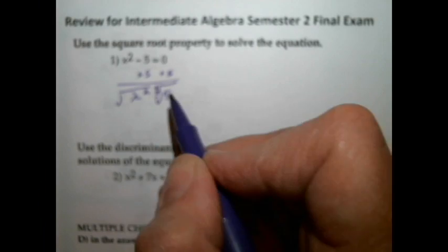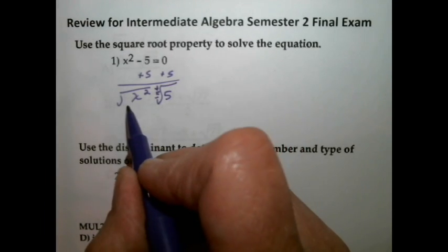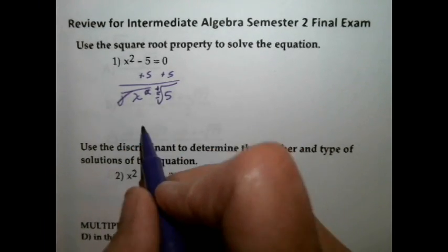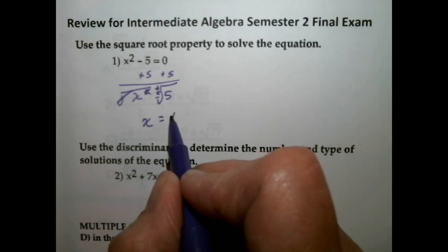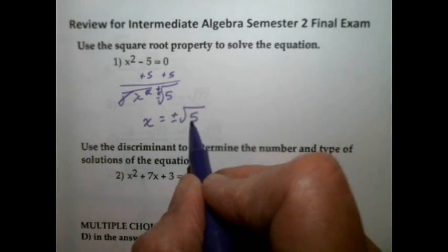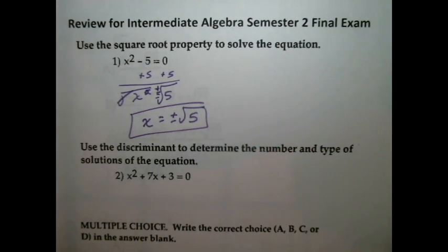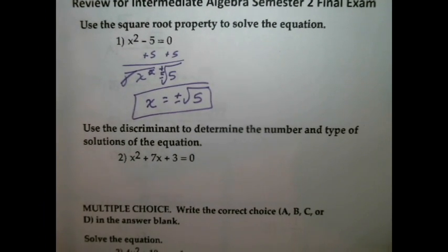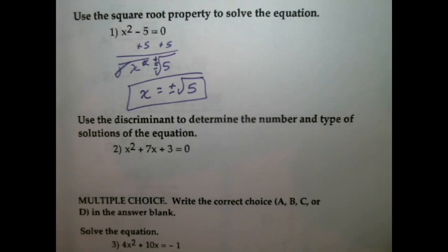Don't forget to put the plus or minus in front of that square root. The radical cancels out the squared, so x equals plus or minus the square root of 5. So that's number 1. Number 2, use the discriminant to determine the number and type of solutions to the equation.